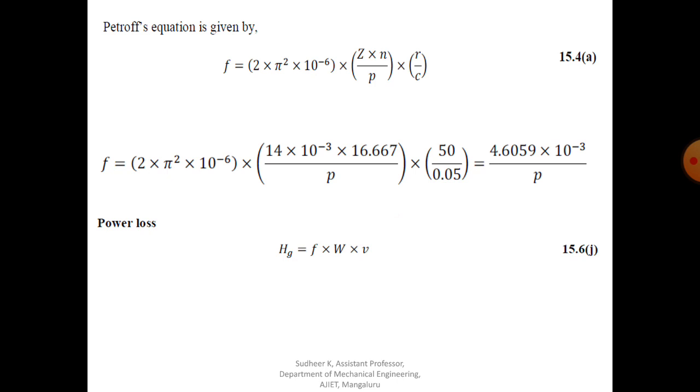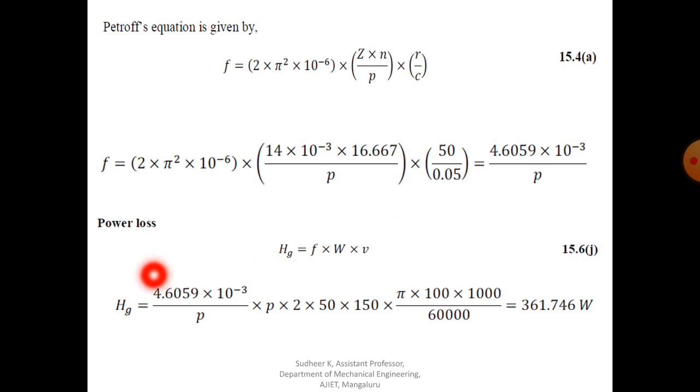There are many types of equations to find the coefficient of friction. One of the important ones is the Petrov equation, and you have one more, the Mecke equation. But they have mentioned in the problem that you have to use the Petrov equation to find the power loss. So the coefficient of friction you always have to find based on the Petrov equation.